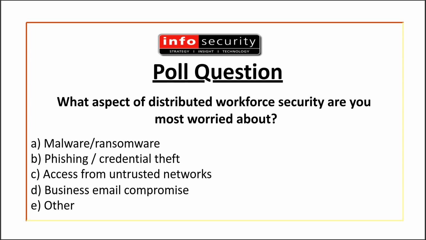So 15 minutes left to answer this one, audience. What aspect of distributed workforce security are you most worried about? We've got 4 here, and I've got a last one in case I missed something. Malware, ransomware is A. B is phishing, credential theft. C is access from untrusted networks. D is business email compromise. Take that as basically social engineering that isn't phishing, essentially, to steal your credentials. And then other.